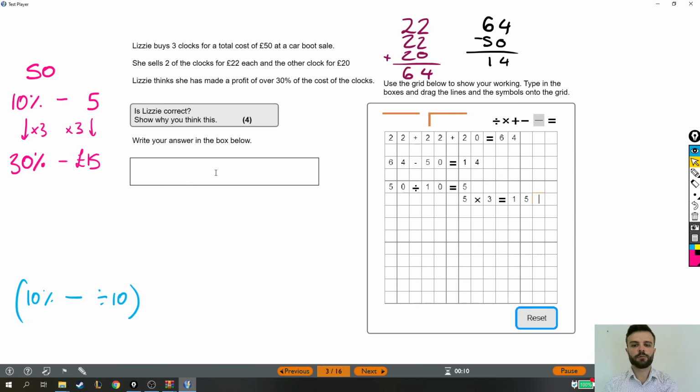And now we've done all that working out, we actually have our evidence to say, is Lizzie correct? No. You don't have to write all this extra bit, but just for us, 30% profit would have been £15, she only made £14. Like I said, you don't necessarily need to put all that in the answer box. We've got all the supported working out to show that we have enough information to say yes, she's right, or no, she's wrong. Lizzie thinks she's made a profit of over 30%. No, she's wrong. 30% would have been £15 and she only made 14. Great, and that's it. Thank you very much.